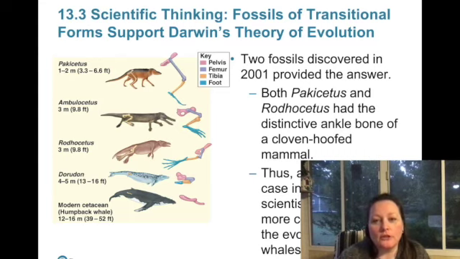So this is actually what they're looking at to see how it all just slowly adjusted, because I know you have to be thinking ankle bone in a whale because they don't have feet, but they do have these little bones, little parts that are still there left over. So kind of interesting. Because of this, scientists are becoming more confident about the evolutionary origin of the whales.